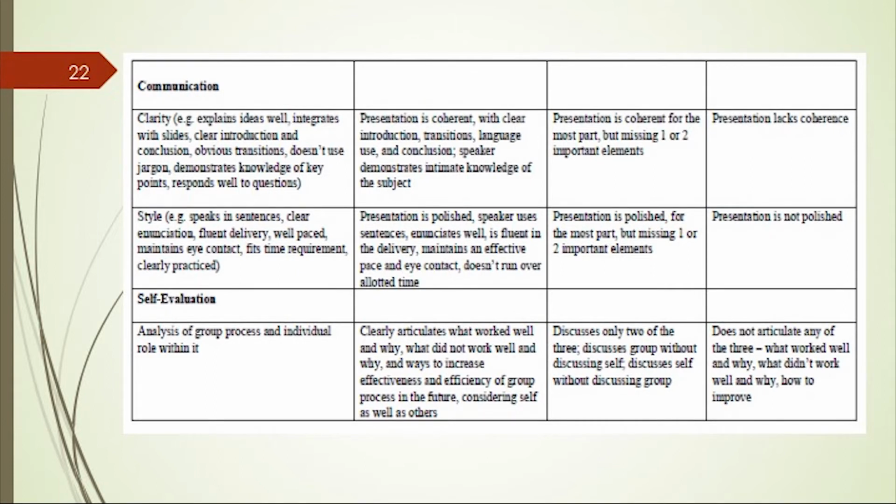Moving forward, the same thing holds true for the example which I gave earlier. If you are looking at communication skill, just telling them your communication skill is excellent or average or poor does not help student much. So if you have clarified and written in your rubric that you're looking at clarity, you're looking at style, where clarity refers to how well the ideas are explained, how integrated the ideas are with the slides, doesn't use jargon, demonstrate knowledge of key points, and respond well to question. Once again, it's totally up to you. If you want to put question and answer as a separate criteria, then you're very free to do so.